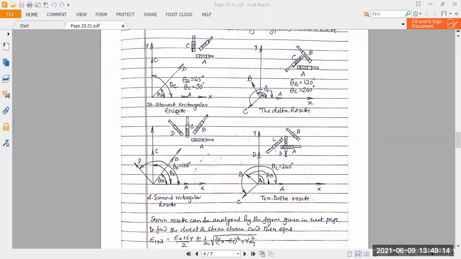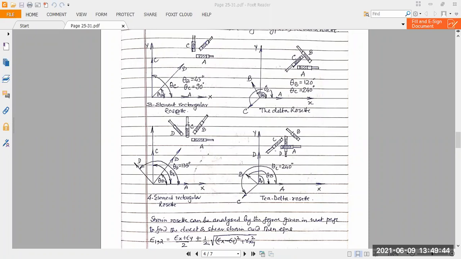Now we can say from here this strain can be written like this: epsilon x cos square theta plus epsilon y sin square theta plus du by dy cos theta sin theta plus du by dx cos theta sin theta also, and gamma theta equals epsilon x minus epsilon y sin 2 theta plus epsilon xy cos 2 theta.